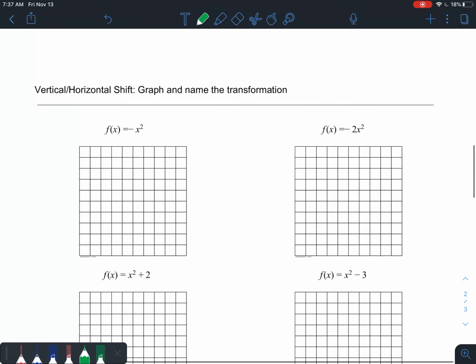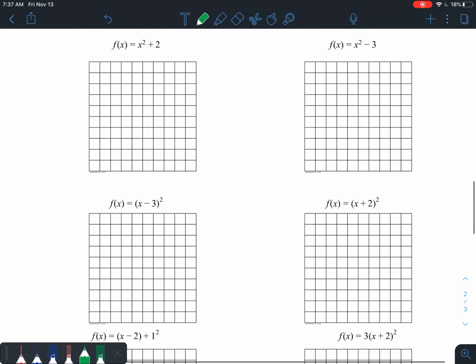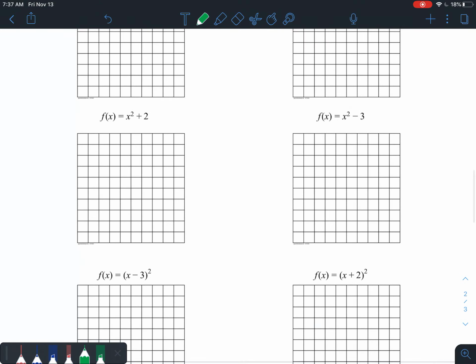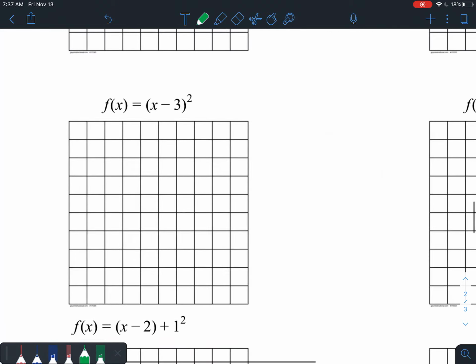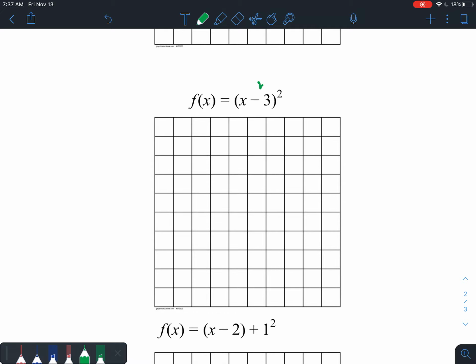All right. So these two are kind of review of day one. Let's do one of these together. Okay, so looking at my graph, this minus 3, if you remember, the inside of the parentheses moves it left or right, and that minus is going to move it to the right 3 units.